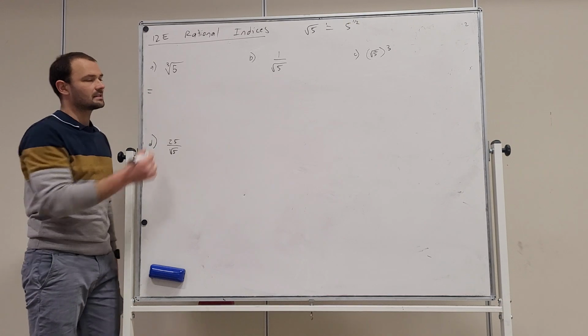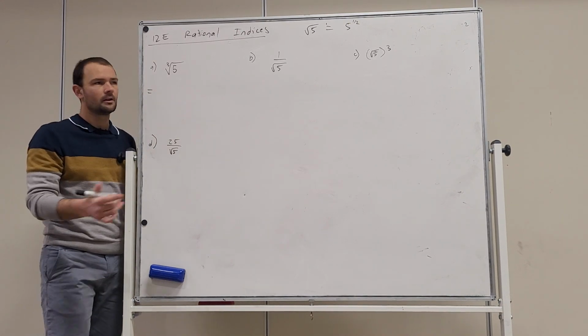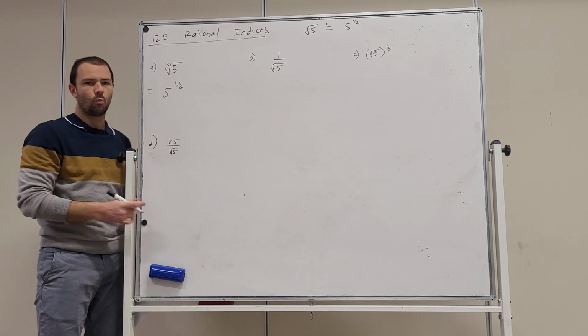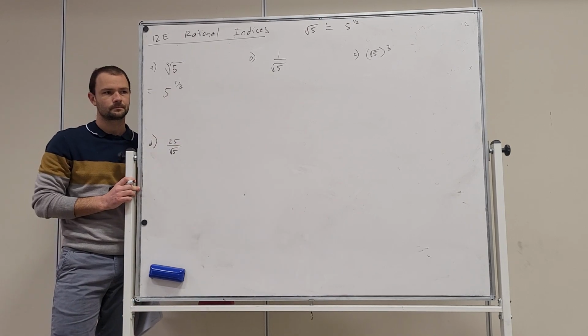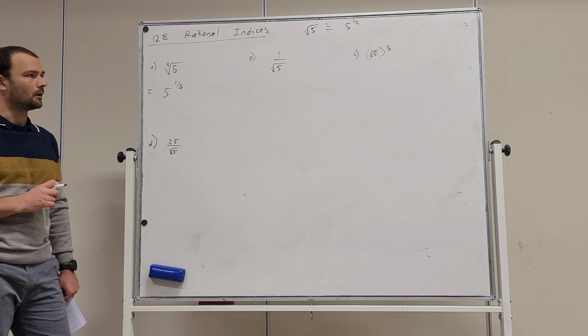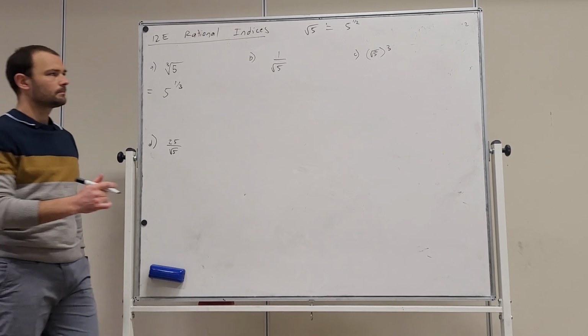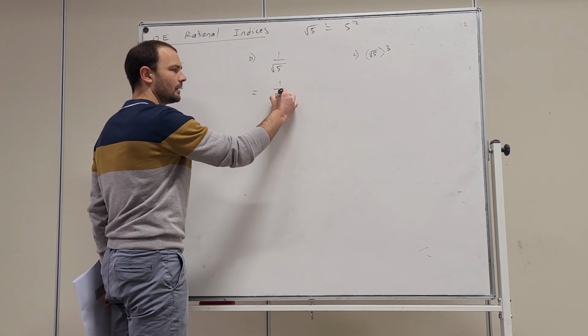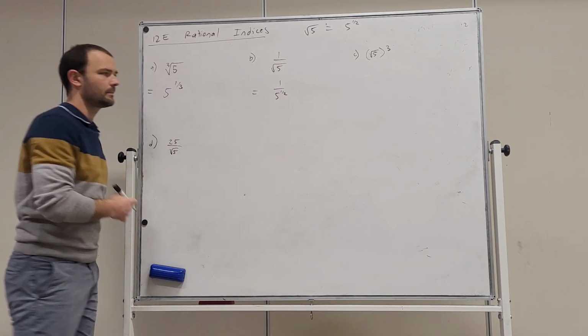We're expressing them as a single power of 5. So if we have the cubed root of 5, that is 5 to the power of 1 on top of 3. All right. On to b. What we have is 1 on top of the square root of 5, and the square root of 5 is 5 to the power of a half.